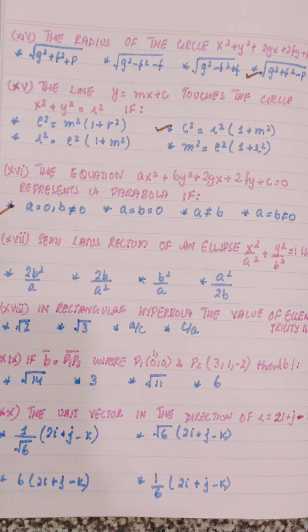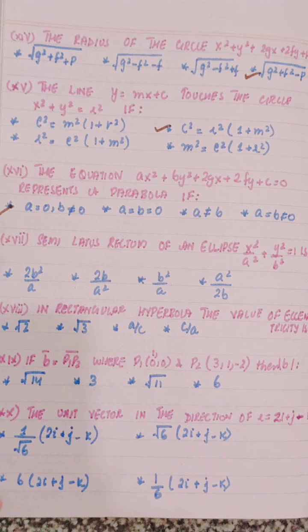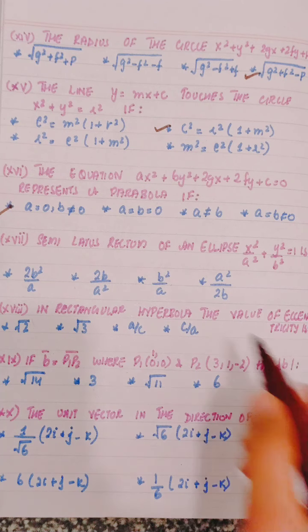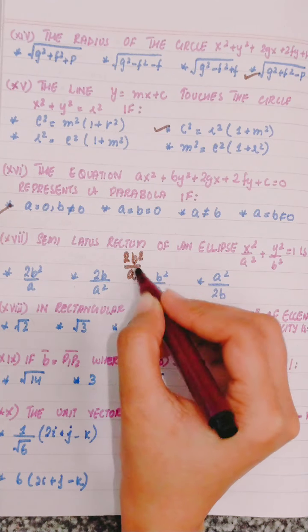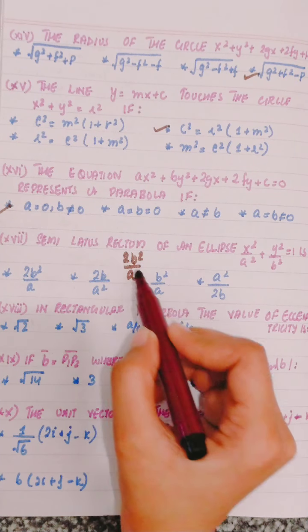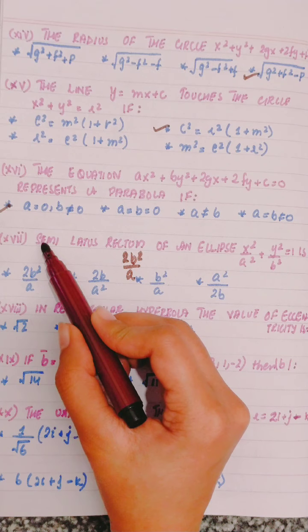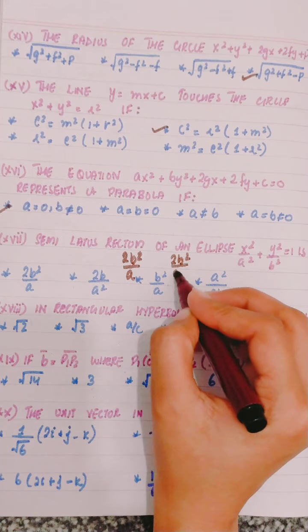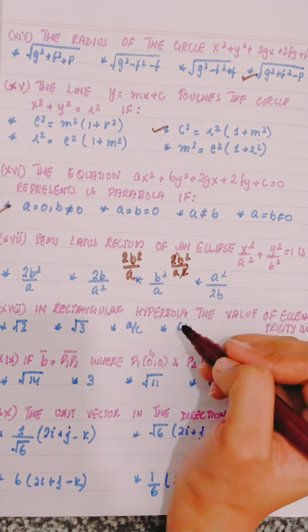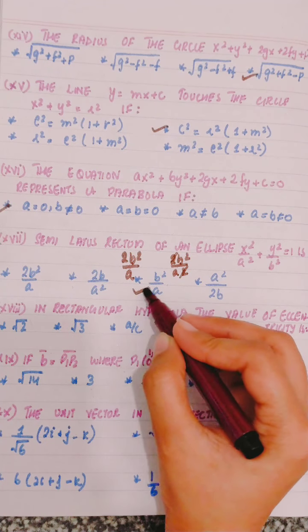Part 17 is semi-latus rectum of an ellipse x square over a square plus y square over b square is equal to 1. The formula is 2b square over a, only for the latus rectum, sorry. Okay? And if we have to find the semi, the semi means half. So it will be 2b square over a divided by 2. So 2, 2 cancel. So the answer will be b square over a.